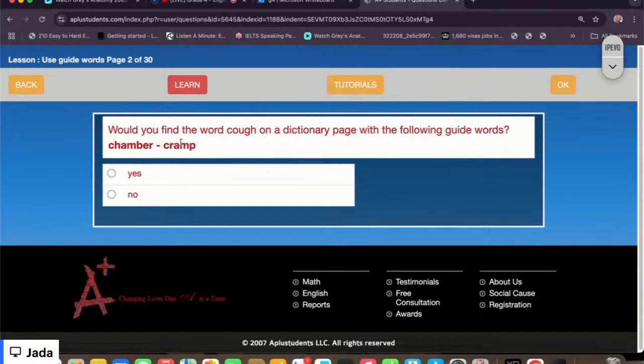So, would you find the word cough on the dictionary page with the following guide words, chamber and cramp? So, can you find cough or not?